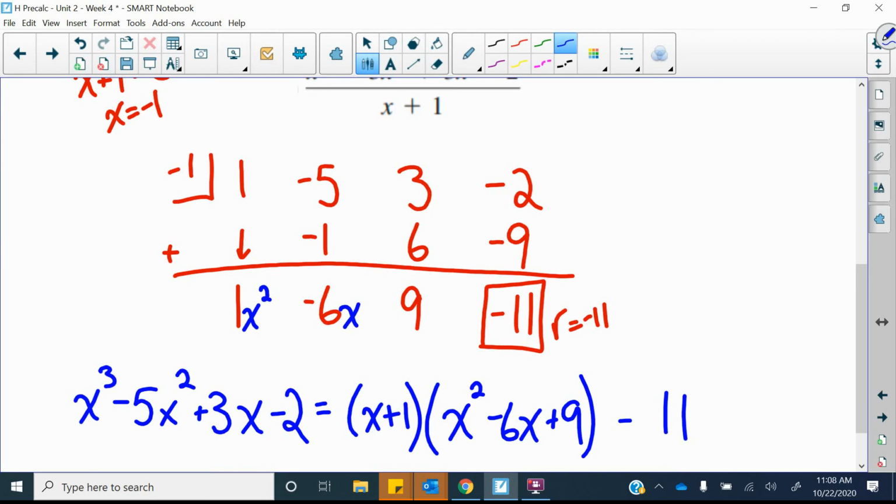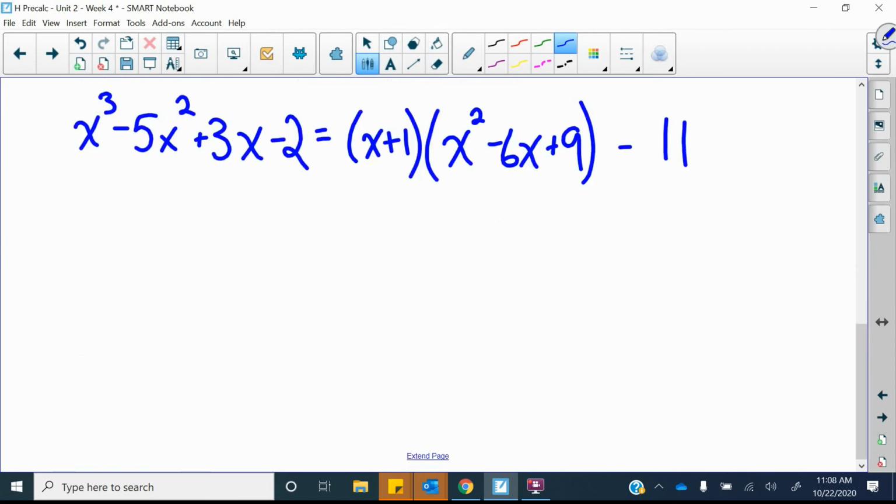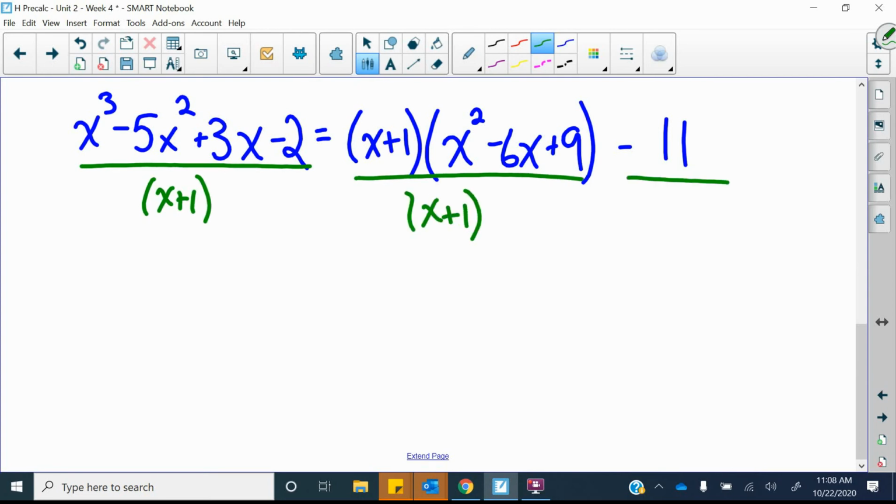plus 9, and then minus 11. And remember, we said it's super easy to go from your polynomial form to the fraction form just by dividing everything by our divisor.